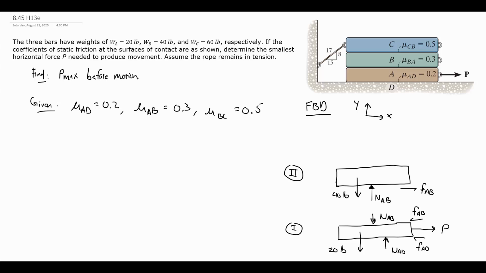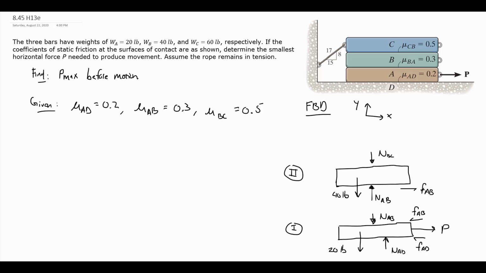Now on the top, it's between bar B and bar C. Well, bar C is going to be exerting a contact or a normal force on bar B. So we're going to have an NBC. And then we have the friction force between them. So again, we want to think of the relative motion.